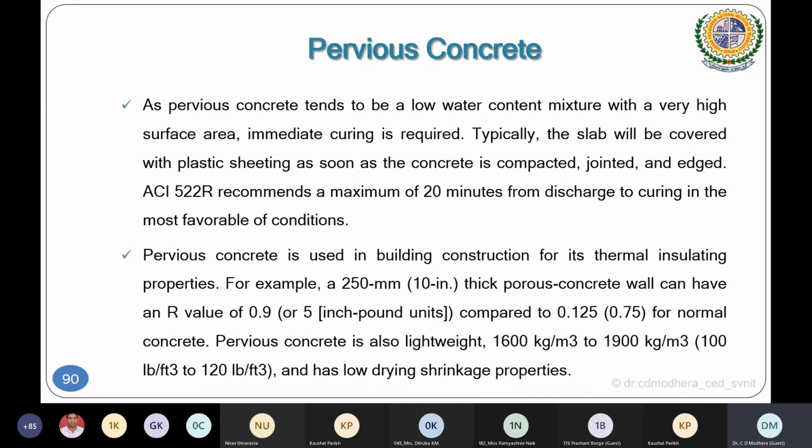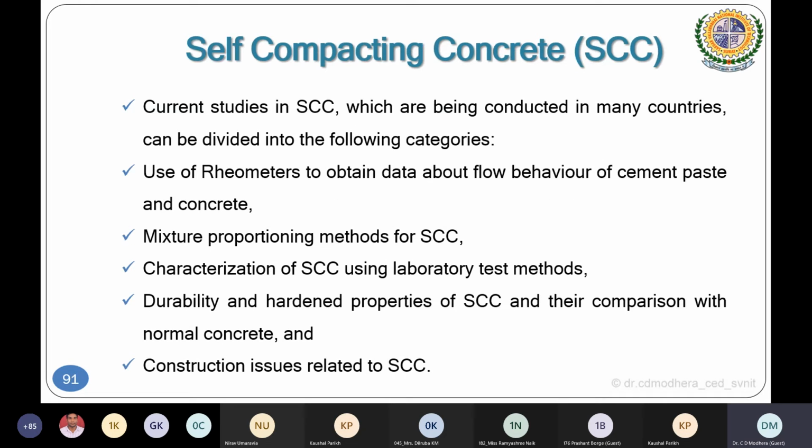details for the same. Pervious concrete is used in building construction for its thermal insulating property. For example, a 250 mm thick porous concrete wall can have an R value of 0.9 compared to 0.125 for normal concrete. So pervious concrete is also lightweight. Its density does not go beyond 1900, and it also shows a low drying shrinkage property.